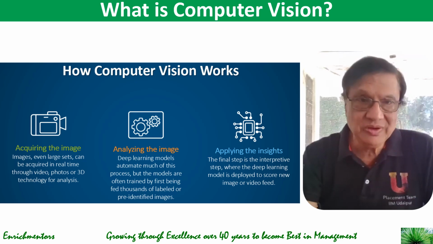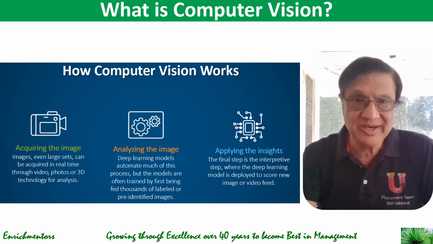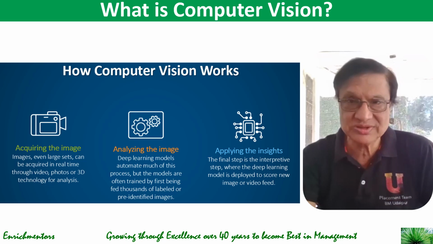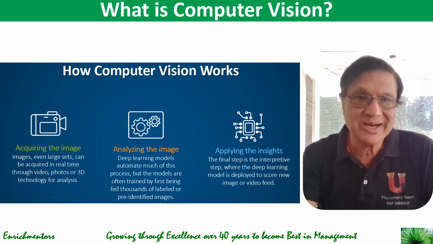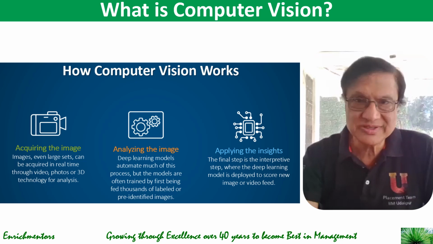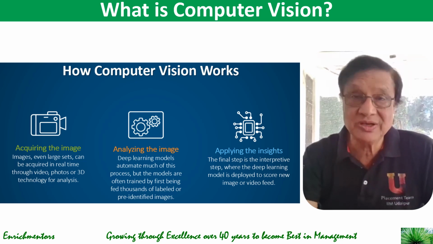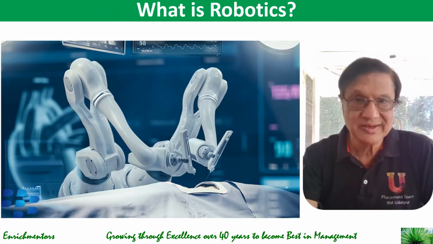Another field is computer vision. Computer vision is a field of AI and computer science that focuses on enabling computers to interpret and understand visual information and data from the real world, very much like humans do with their eyes. So it's trying to replicate the function of the human eye. It involves the development of algorithms and techniques to extract meaningful insights and perform tasks based on digital images or video.